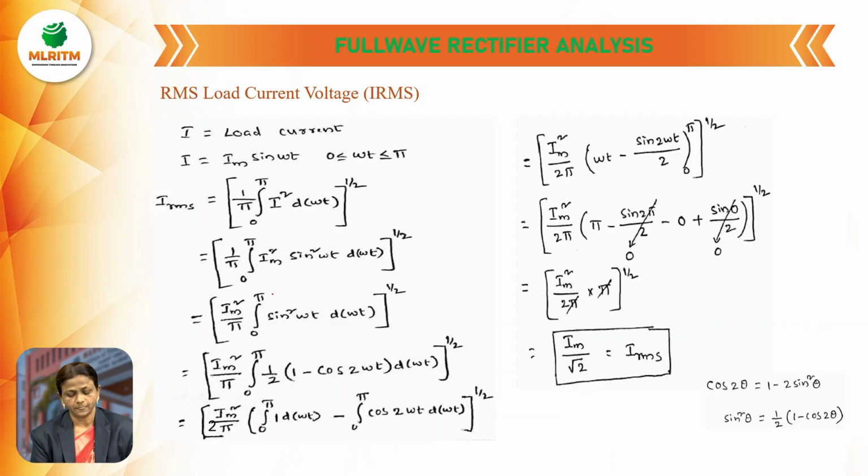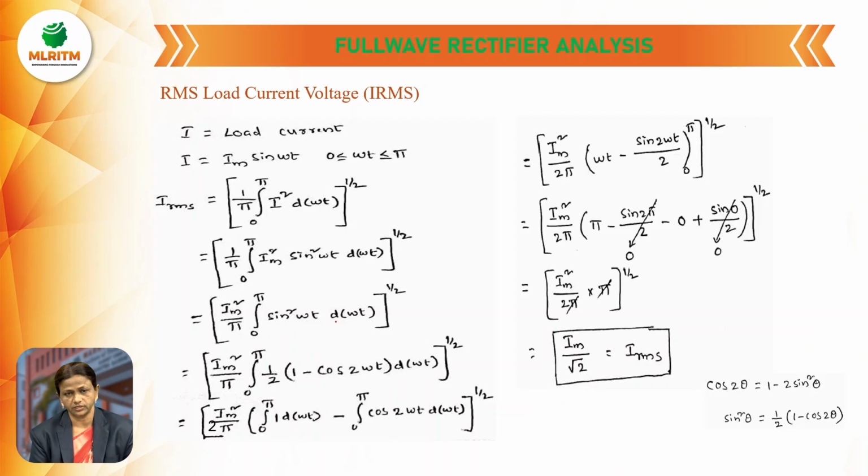So 1 by pi integral of 0 to pi. Here now substitute the Im value. What is the current I value? I equal to Im sin omega t. Im sin omega t whole square equal to Im square sin square omega t d omega t. Square root is whole power 1 by 2. Im is a constant value. So Im square by pi integral of 0 to pi sin square omega t d omega t.